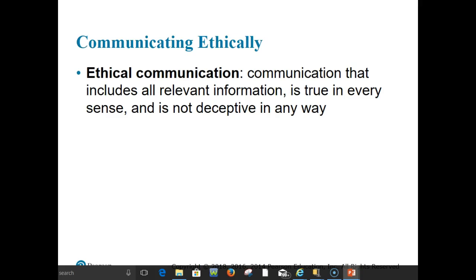What are some of the ways that companies can communicate unethically, you ask? It could be by omitting essential information. For instance, not telling employees that an impending merger is going to mean some of them will lose their jobs. That would be highly unethical. That's just one example.